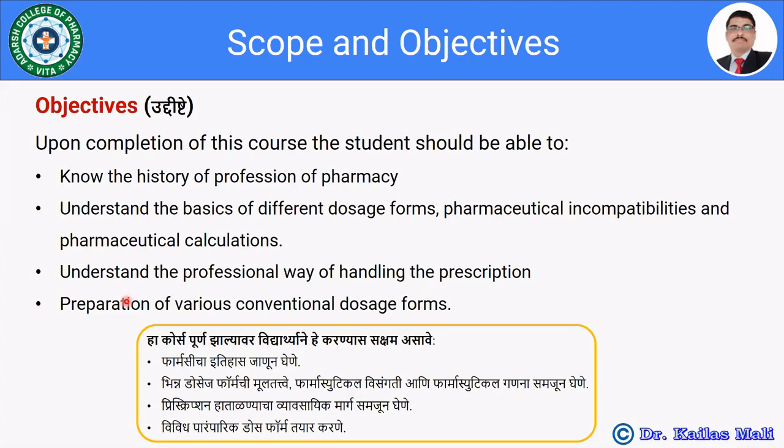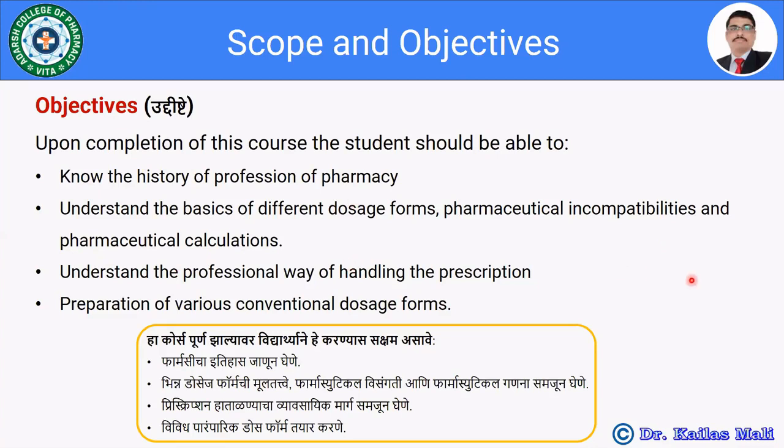And furthermore, you will be able to prepare various conventional dosage forms. For example, monophasic dosage forms or biphasic dosage forms or solid dosage forms or semi-solid dosage forms. So at the end of this course, you will be able to formulate, design and prepare some of the conventional dosage forms like solid, liquid or semi-solid. So these are a few objectives of the subject pharmaceutics.